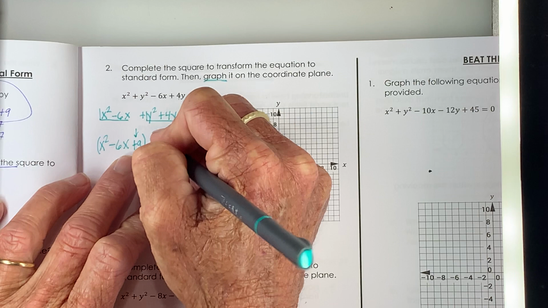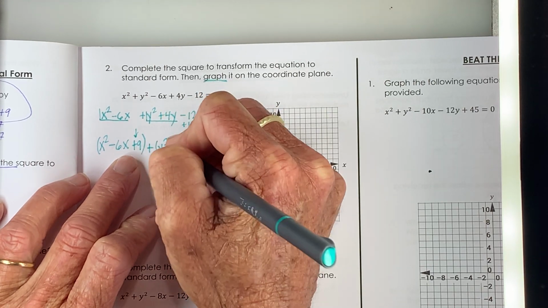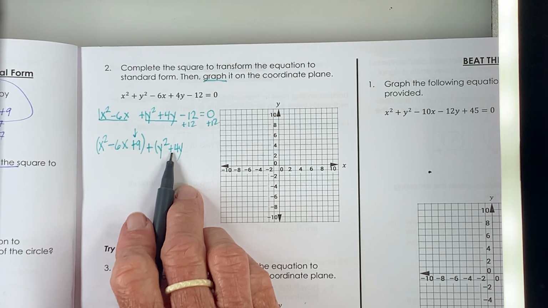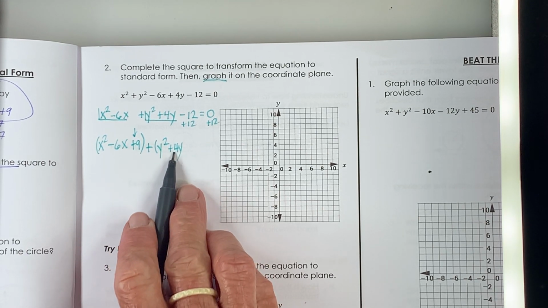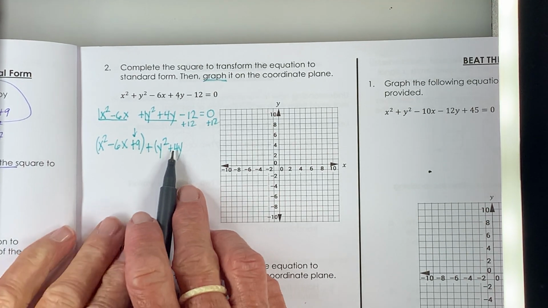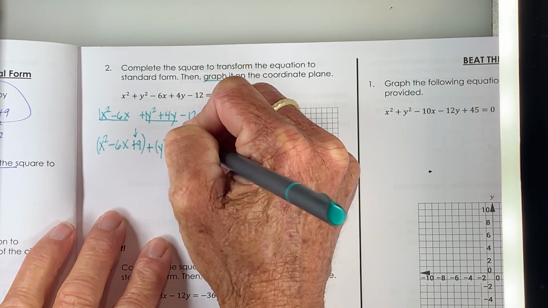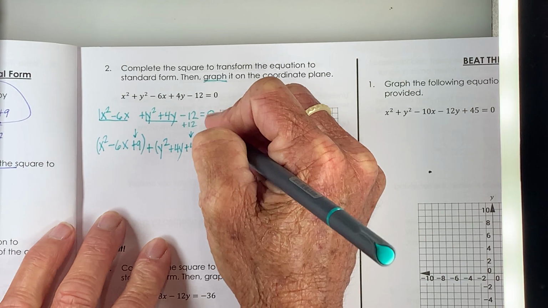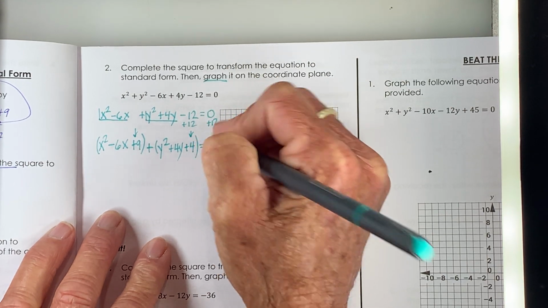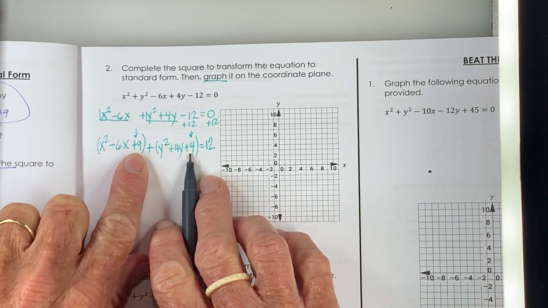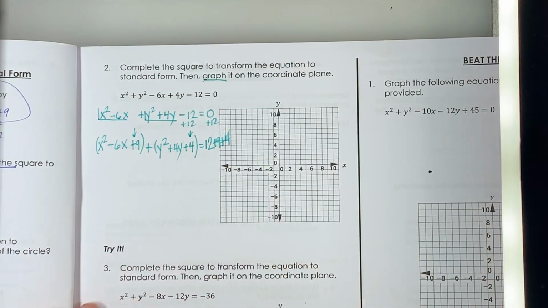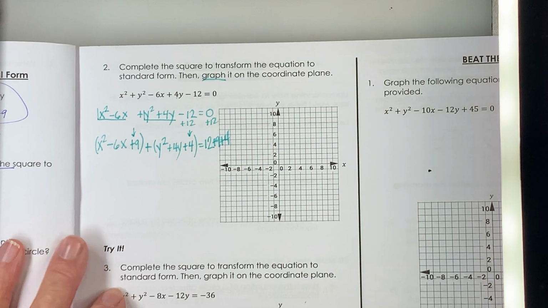Then here we have y squared plus 4y. We're going to take half of that because this is a 1. I can do it this way. Half of 4 is 2. 2 squared is 4. I'm going to add a 4, okay? On the right-hand side, 0 plus 12, I have the 12, but I have to remember that I added a 9 and a 4, and I need to add those on the right as well.